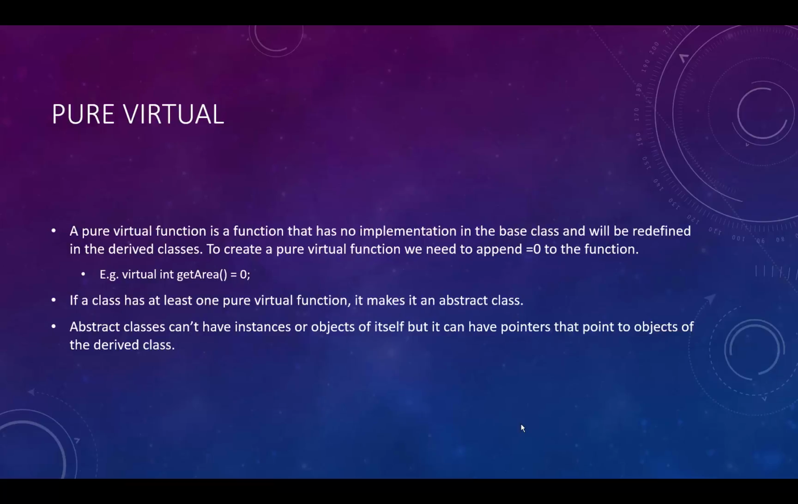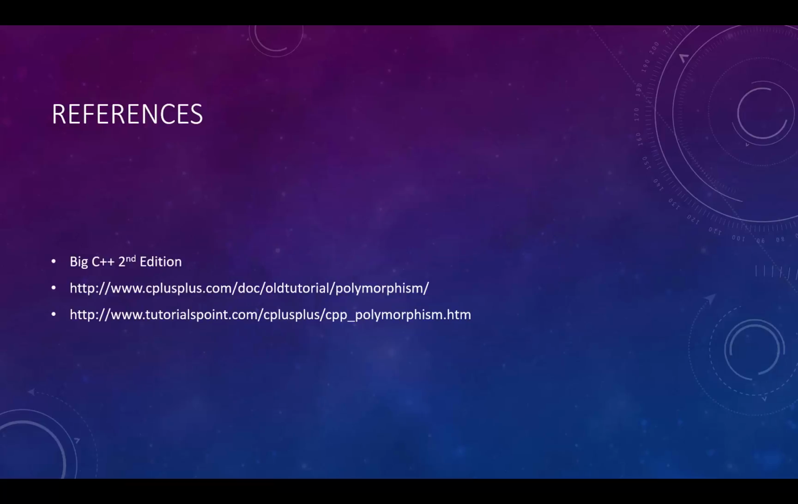This makes the base class abstract because the function doesn't have a body in the base class. And since it's an abstract class, we can't create an object or an instance of it in our main function. We can only create pointers that point to objects of the derived class that has the actual implementation of the pure or the virtual function. We'll go over that in our code. These are the references for where we got all our ideas and some of the code. So if you want to go more in depth into polymorphism, check these out.